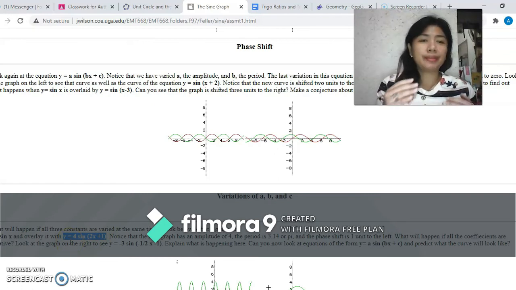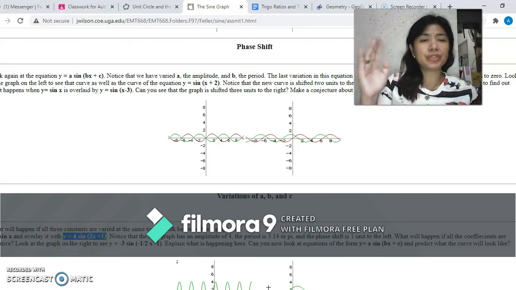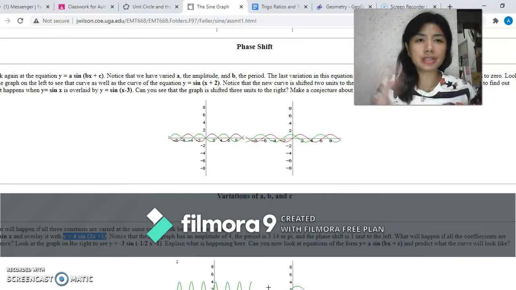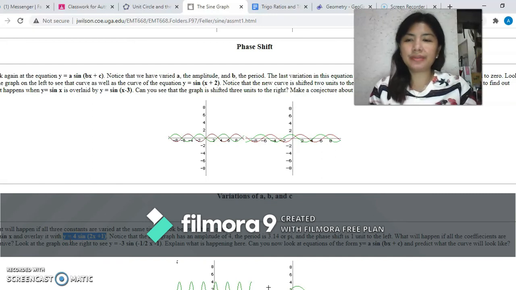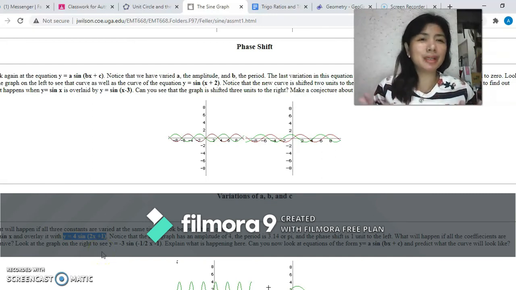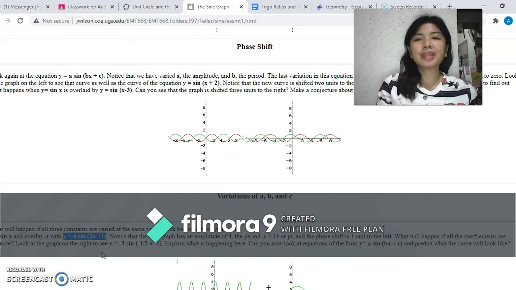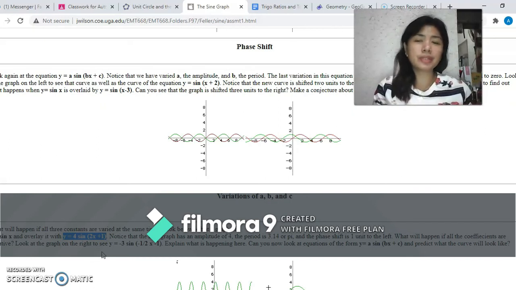We have the height and the depth, so 4 units. And then we have 2, so it's a big number, so it could be narrow, it will not be that wide apart. And then 1, so it will shift to the left, one unit of the period.